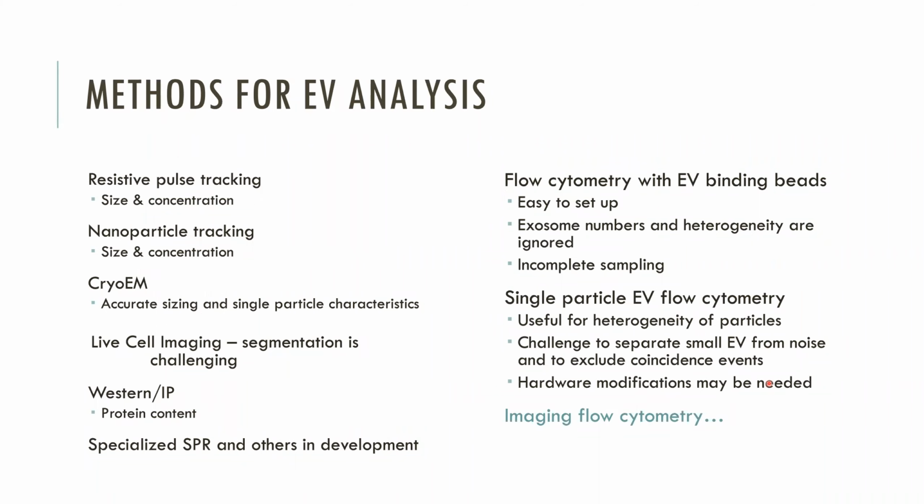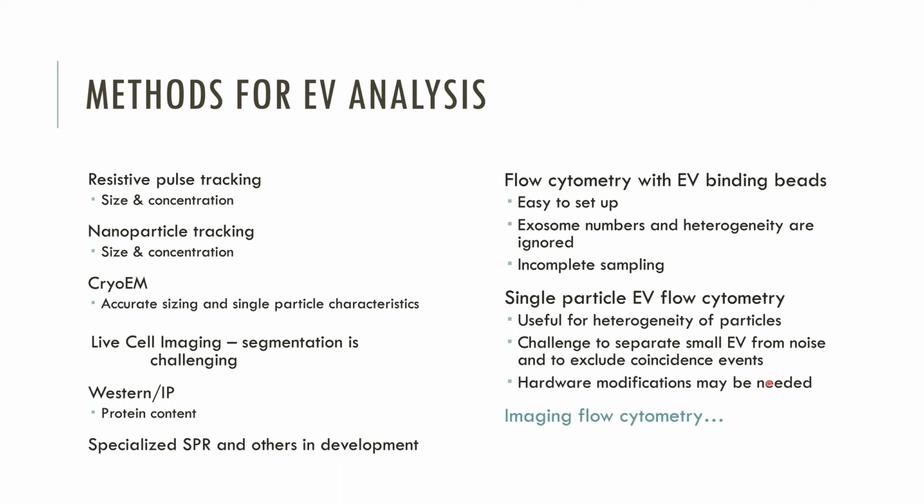There are lots of methods for EV analysis, and these include resistive pulse tracking and nanoparticle tracking, both of which get you what are considered to be the most accurate information about size and concentration of the particles. There's also cryo-EM, which works very well for accurate sizing and can give you some information about the heterogeneity of the particles. Live cell imaging is often used, although it's hard to segment EVs because they're so small that you can't really easily identify them because they're sort of at the 1 pixel range in most systems.